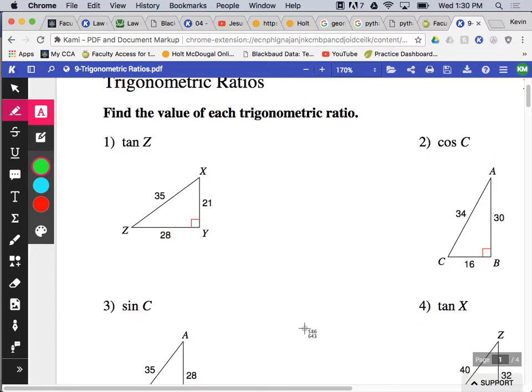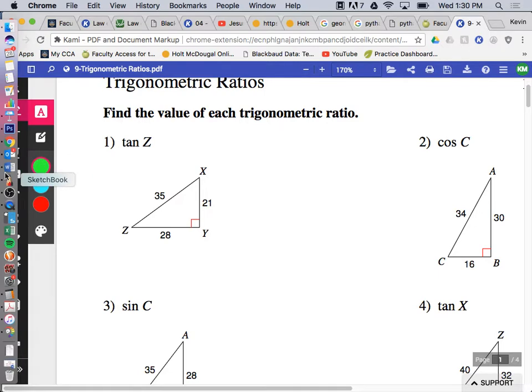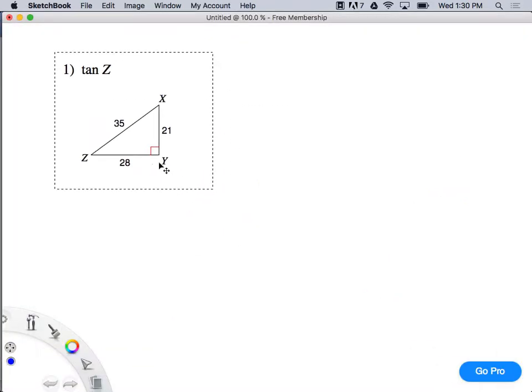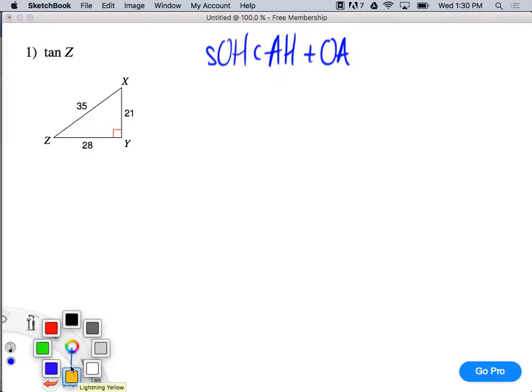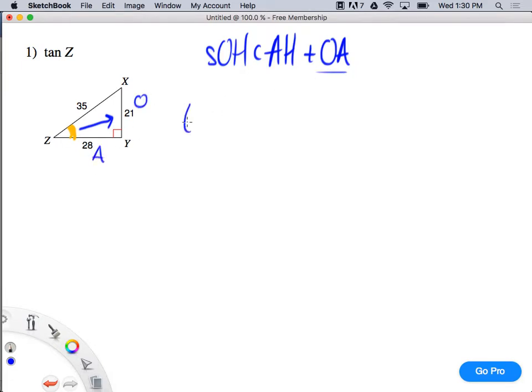Okay, so check it out, guys. Let's go through it. This is stuff that we literally just went through yesterday, so you guys should be pretty well versed on this stuff. The tangent of z. First off, what do I remember? SOHCAHTOA. I gotta remember that, okay? So I identify my angle, right? And then if I'm doing the tangent, I'm looking for opposite and adjacent. So it's opposite and this one's adjacent. So the tangent of z is 21 over 28.